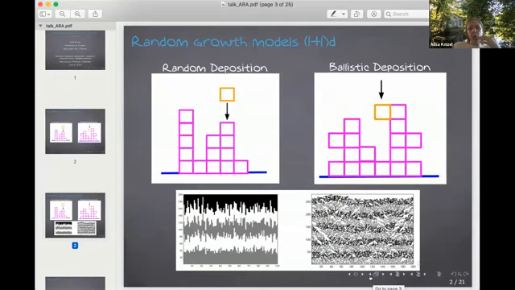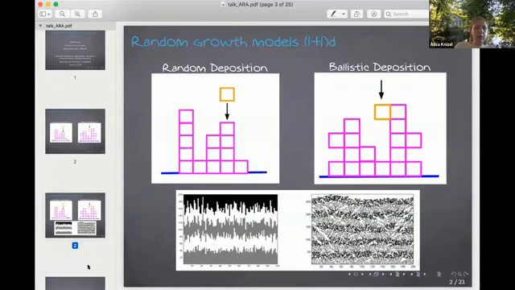The ballistic deposition model is still not analyzed rigorously. Due to the work of Seppäläinen, it's known that the growth rate of the height of the interface is still linear. However, we don't know exactly what the fluctuations are. They are conjectured to be of order t to the 1/3 for the model on the right, the ballistic deposition model.